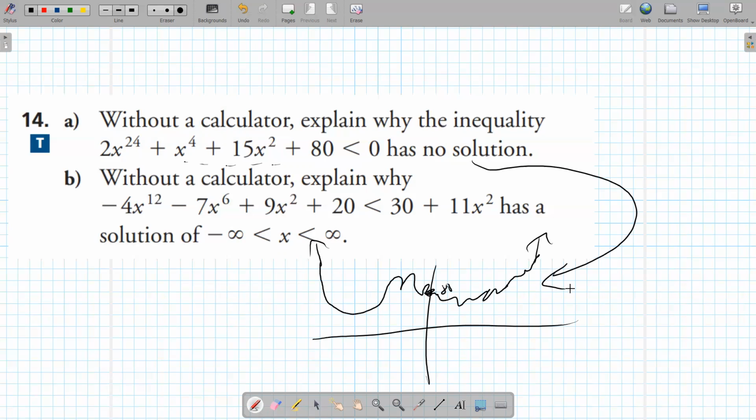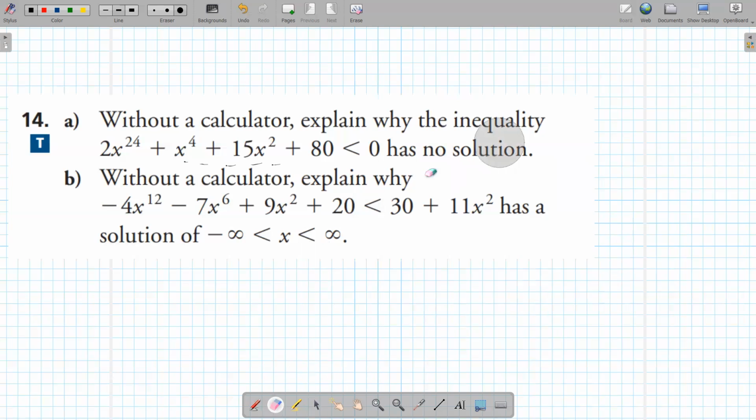It probably has 23 turning points, possibly. But we don't know that. But because this graph is always going to be above the x-axis, that's why there's no solution, because it's asking us for negative. Less than 0 means negative. That's the answer to A.